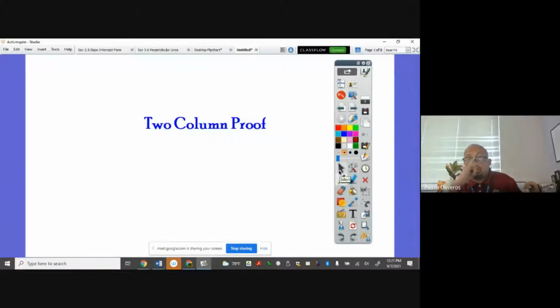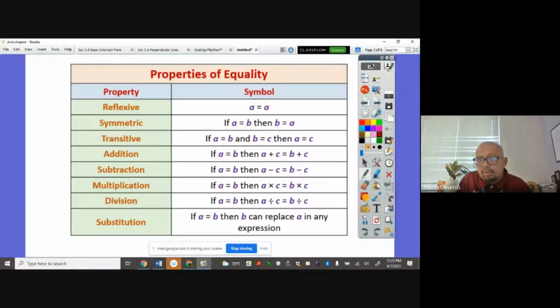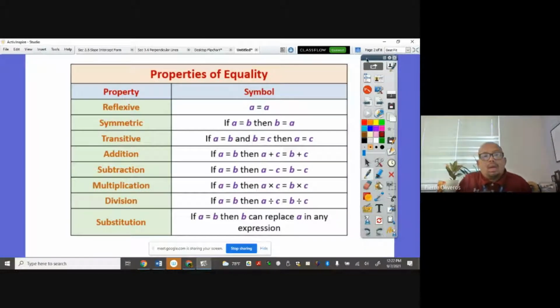Yo, this is Mr. O, and today we're gonna learn and introduce to you two-column proof. Okay, two-column proof is another way of learning geometry through proving. But before we go there, let's go with some basic properties that we should have learned already when we were in middle school or algebra one.